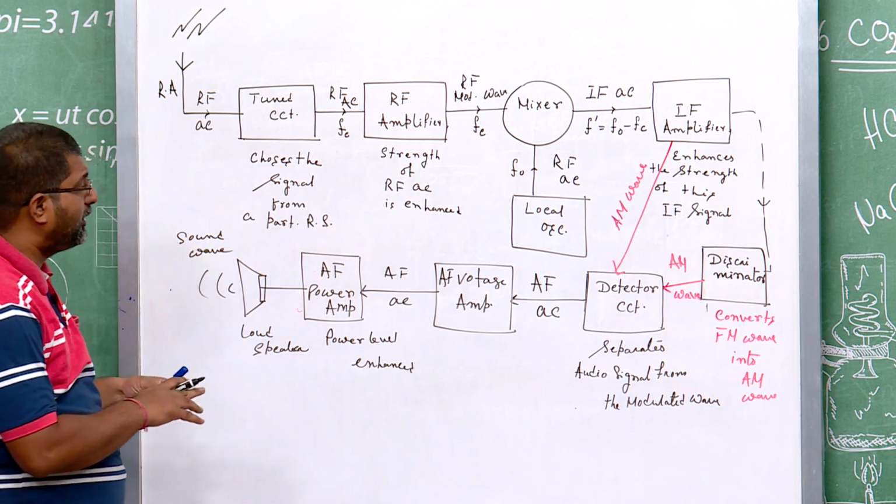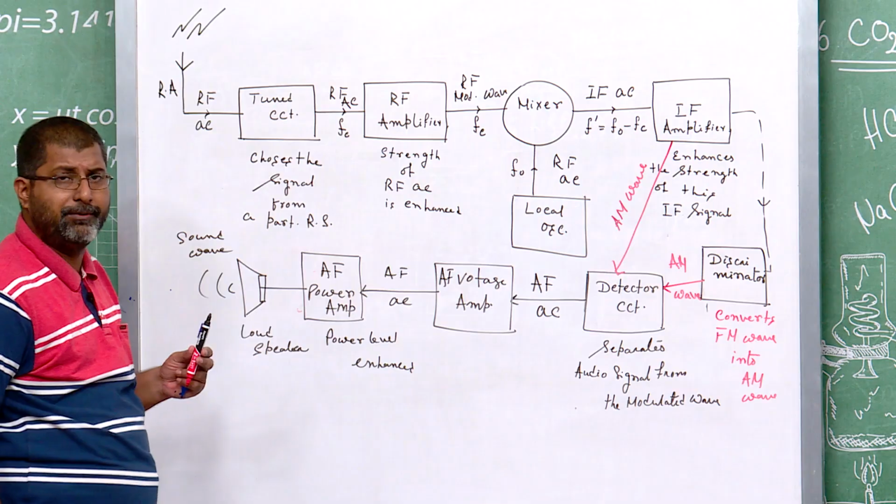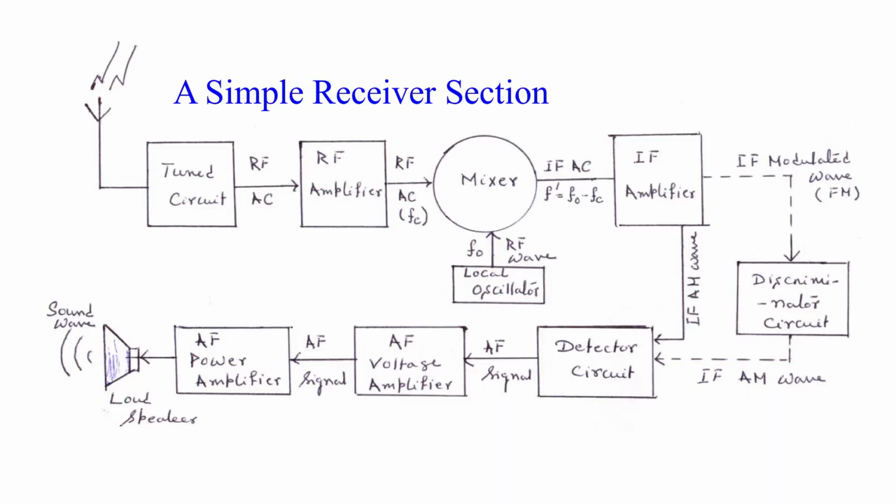So, what is the difference between your AF voltage amplifier and AF power amplifier? The AF voltage amplifier is an amplifier using class A operation, where the maximum efficiency is around 35%. But your AF power amplifier uses class B operation, where the maximum efficiency is more than 75%. So, at the power amplification level, high efficiency is required. That is why the power amplifier uses class B operation, whereas the voltage amplifier uses class A operation. So, this is how a simple receiver circuit works.